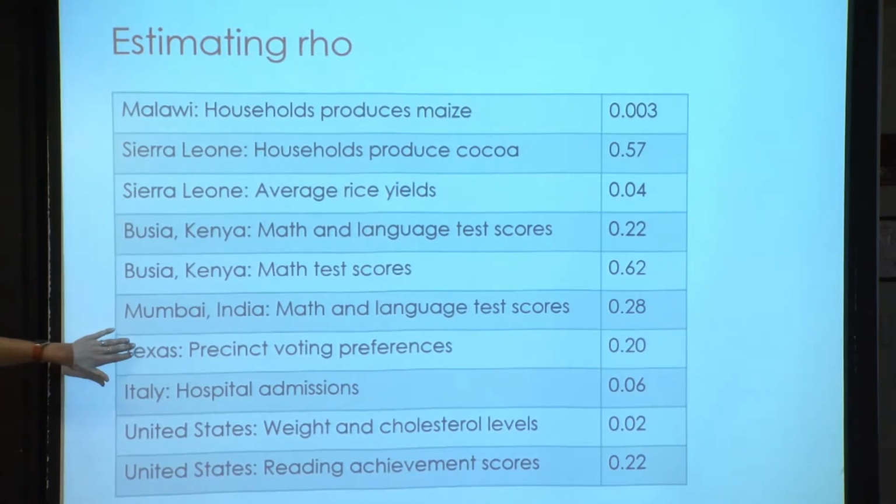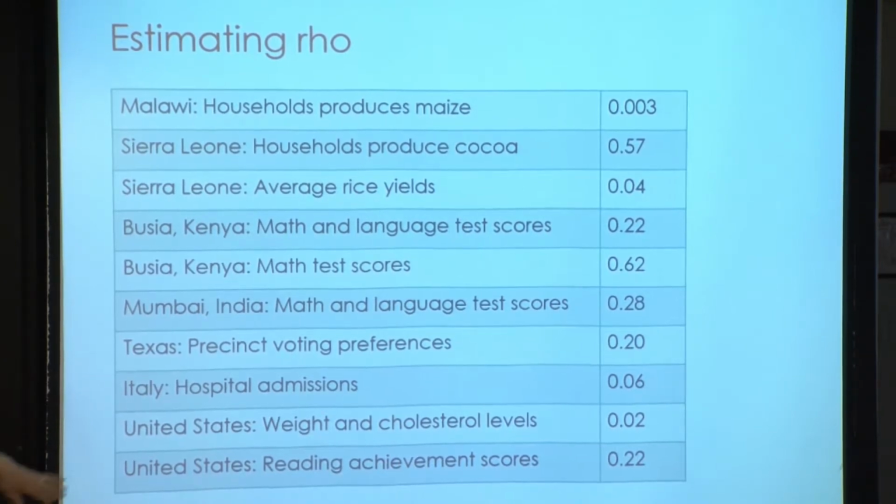Got Texas precinct voting preferences kind of in the middle. Hospital admissions, that's very different, so very low intra-cluster correlation, as is weight and cholesterol. And this was again another test score, which is reasonably high.